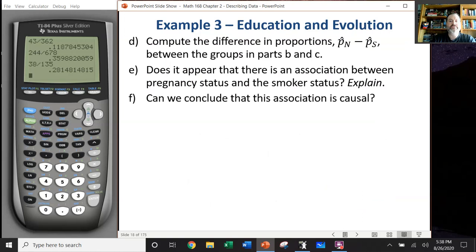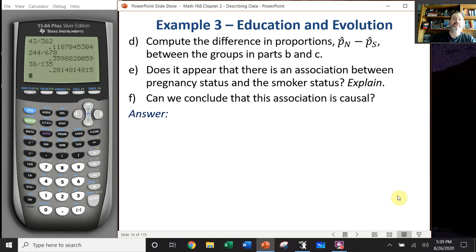We're talking about, does there appear to be an association? So compute the difference in proportions, so p hat n minus p hat s, between the groups in parts B and C. So we want to know, what's the actual difference here? And does it appear that there's an association between pregnancy status and smoker status? And then I put a little explain in there because we have to talk about that a little bit. And can we conclude that this association is causal? In other words, can we conclude that smoking is causing the lowered pregnancy rate? Maybe it is, maybe it's not.